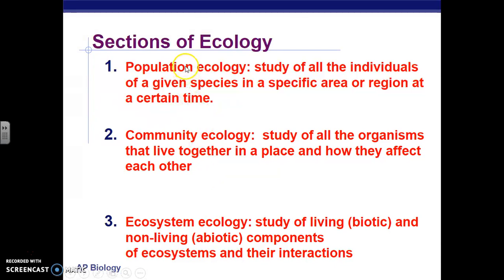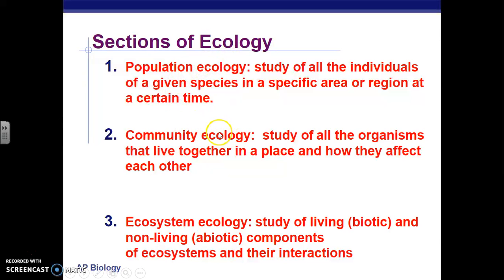So this lesson focuses on population ecology, and population ecology is the study of the individuals of a given species in a given area at a given time. For example, you could study the population of feral cats in Hartford, Connecticut. But it's the study of just one species in a given space.